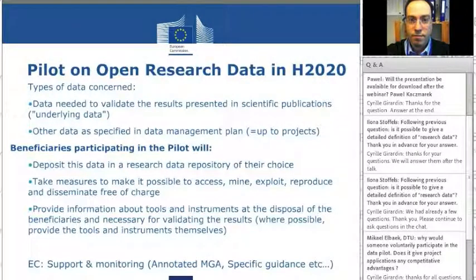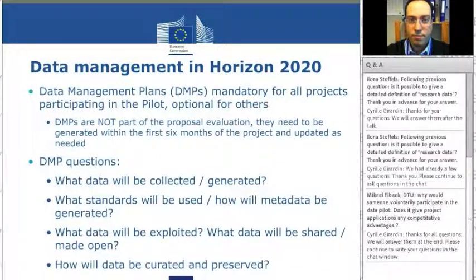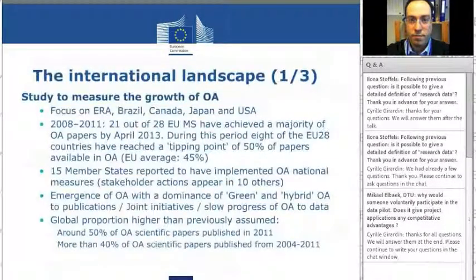We have 15 member states that have implemented open access national measures. And the study found that actually the green model at the moment is a bit more dominant than the gold. Also the hybrid model, meaning you can publish in a closed journal, you can publish a specific article open access. But maybe the main message here is indeed a higher proportion globally open access than we previously assumed. But of course, this varies a lot among the disciplines.